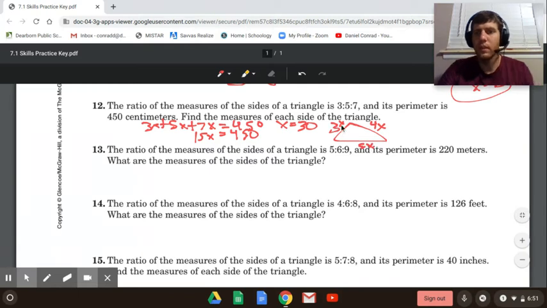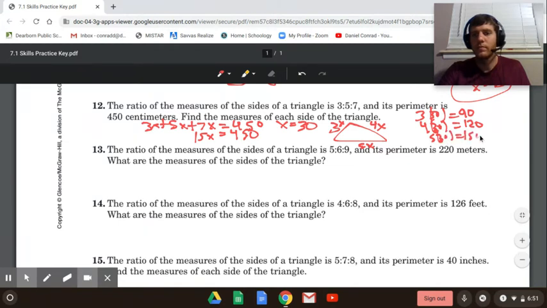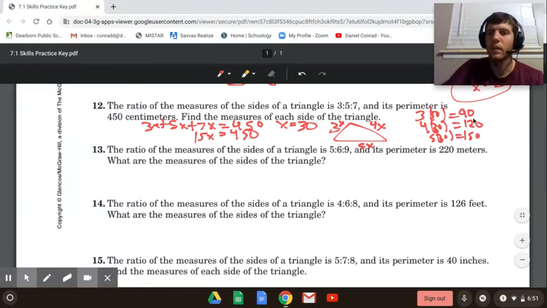So this side here is going to be 90, right? 3x is going to be 3 times 30. Then we have 4 times 30. It's going to be 120. And then we have 5 times 30, which is going to be 150. 150 plus 120 is 270, plus 90 is going to give us 360. So that's not good.